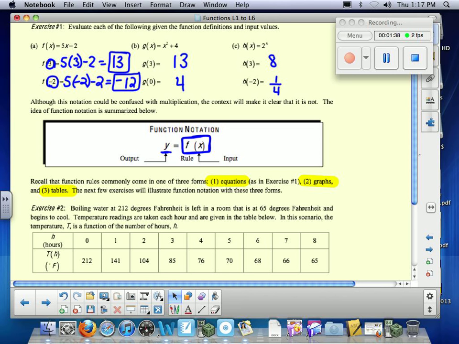Totally. All right, there are 3 different ways that we can talk about functions. We can see them in terms of an equation, like we saw up here in number 1. We can see them in terms of graphs, kind of like what you saw last night when you did your homework, and then in tables. So let's jump down here to our table of values.